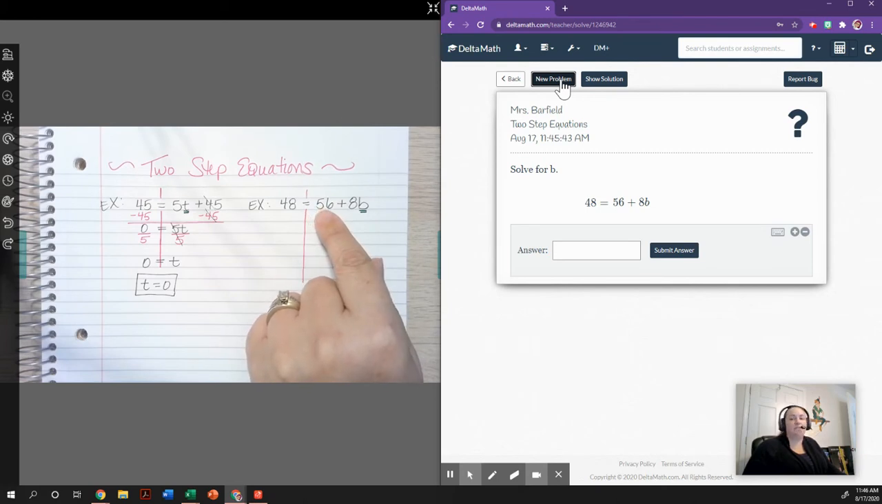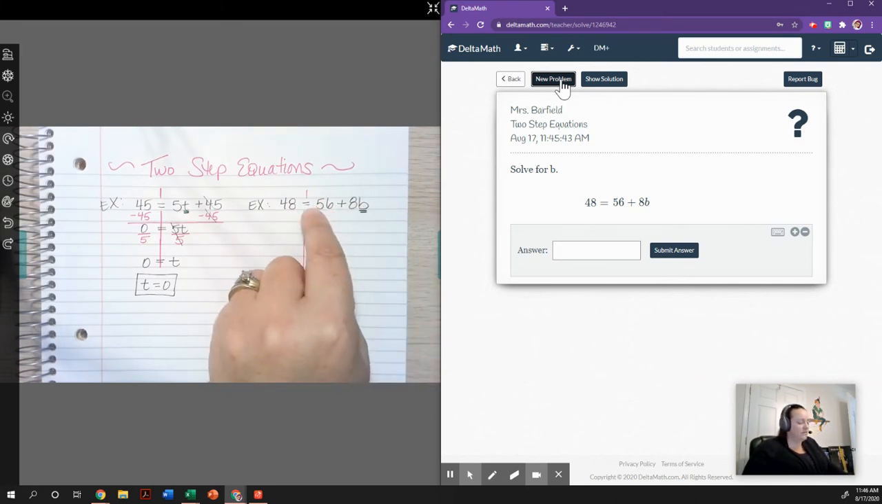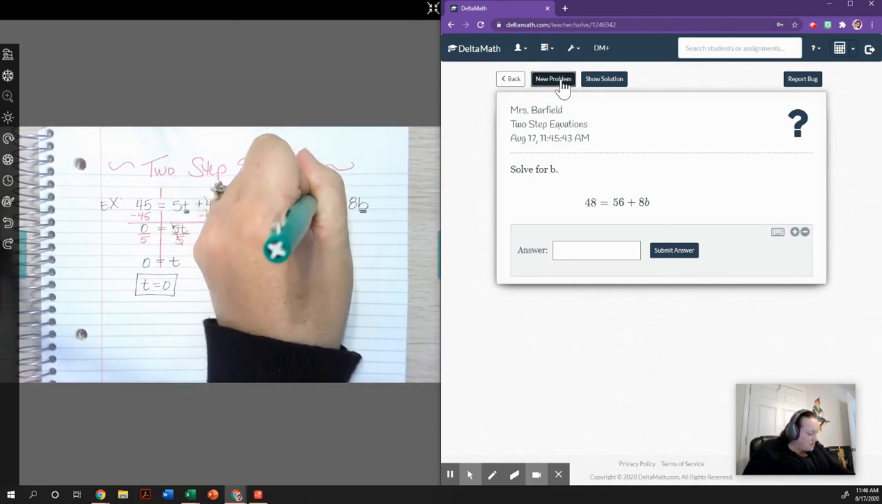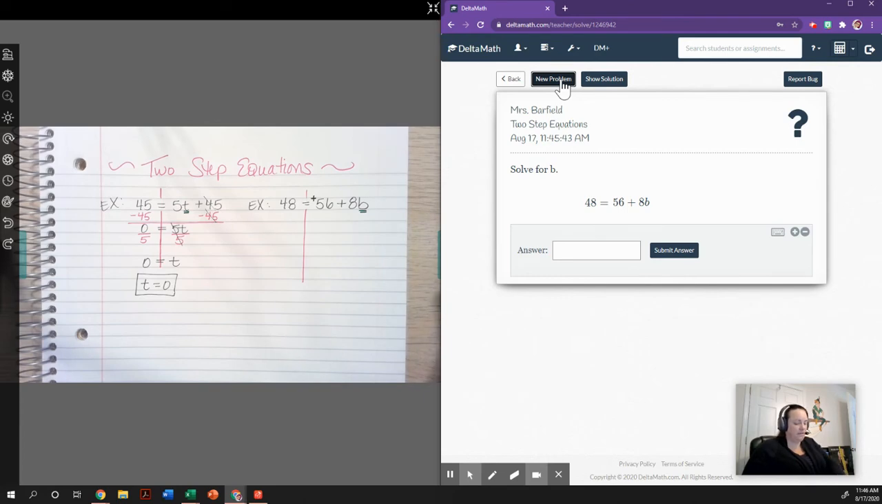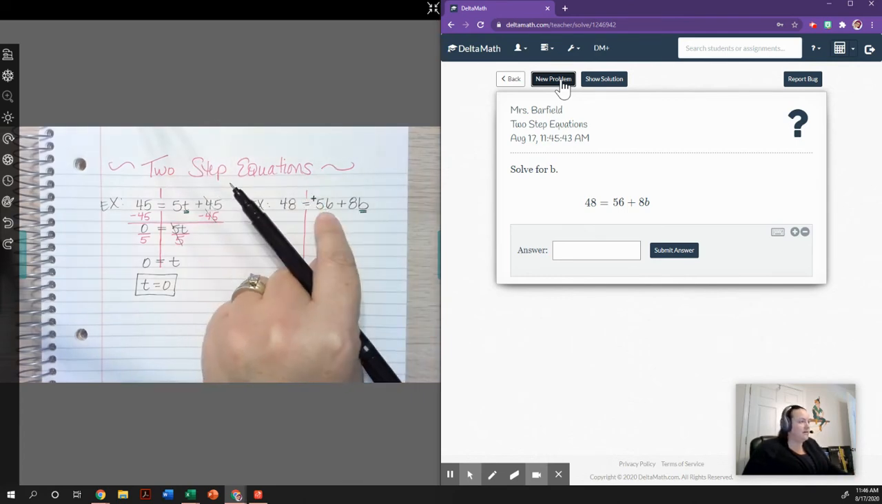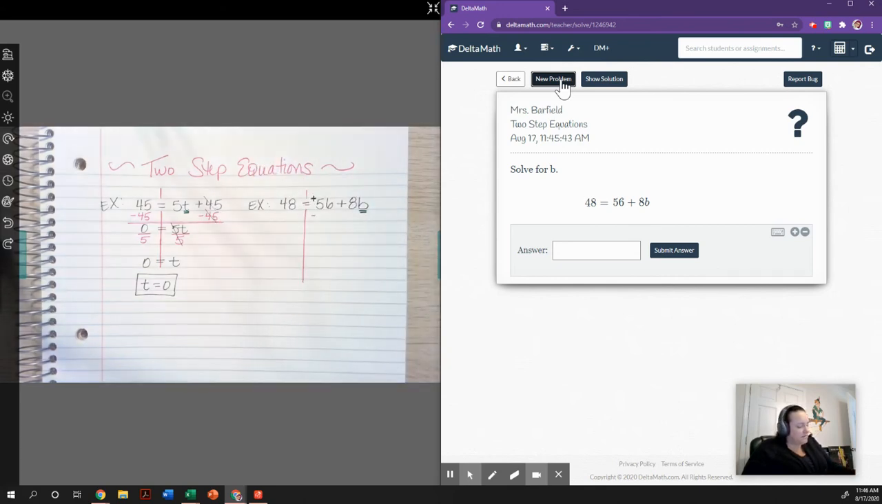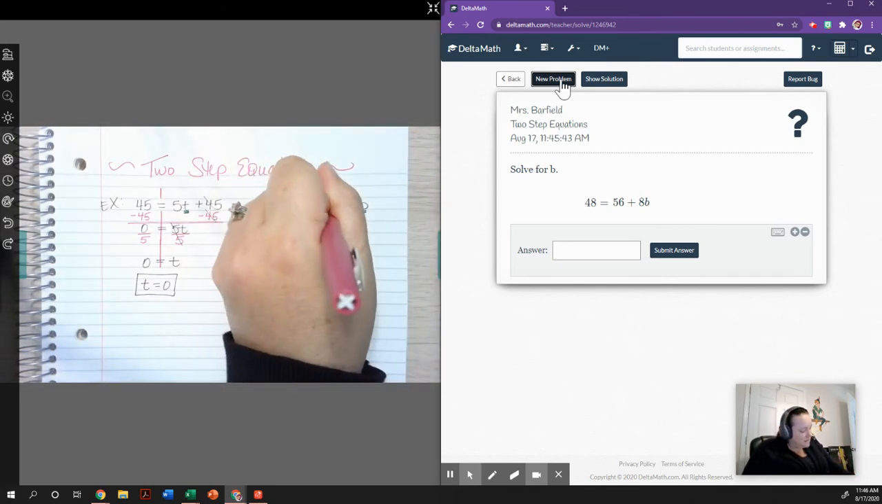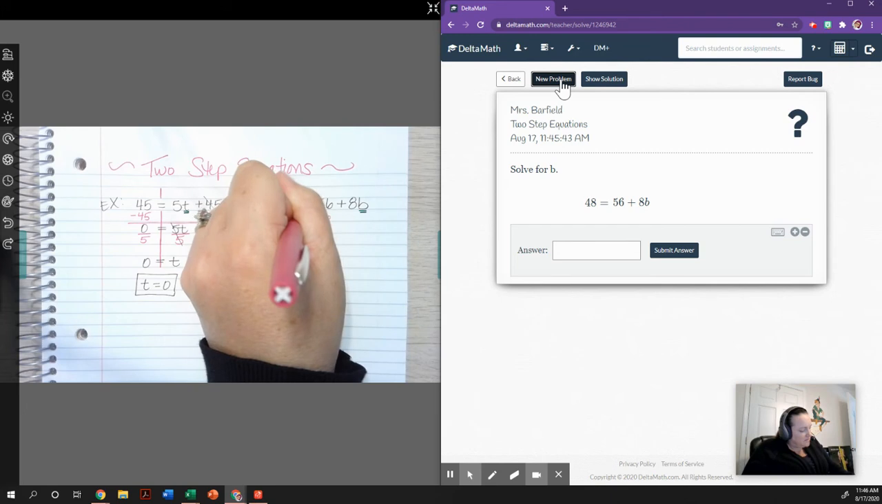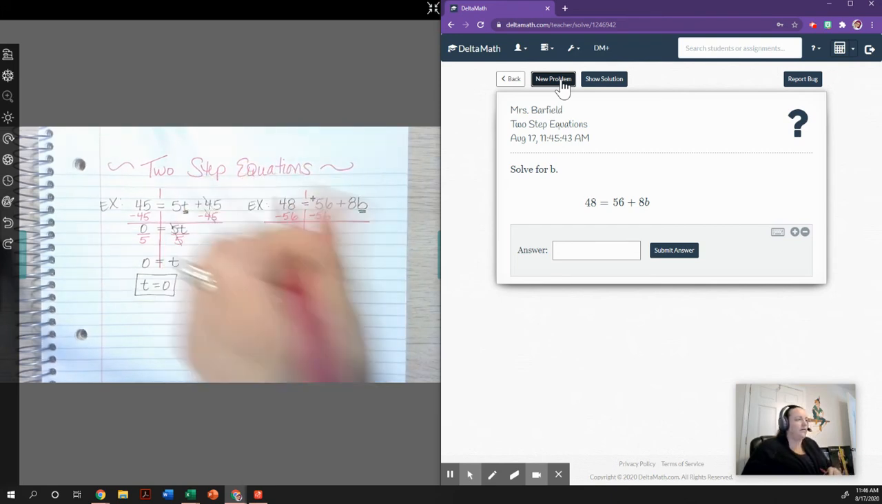I have to decide if I'm going to add or subtract that 56. Now remember, it's the operation in front, okay? When there's nothing in front of 56, it is understood to be positive. So that means the opposite of plus 56 is minus 56 from both sides. Okay?